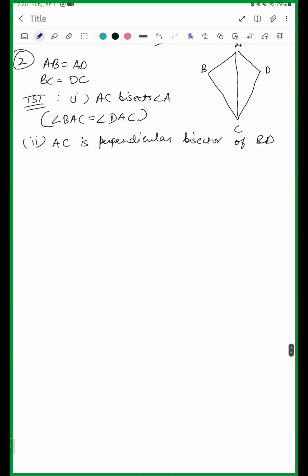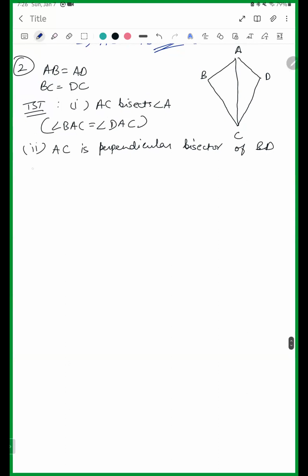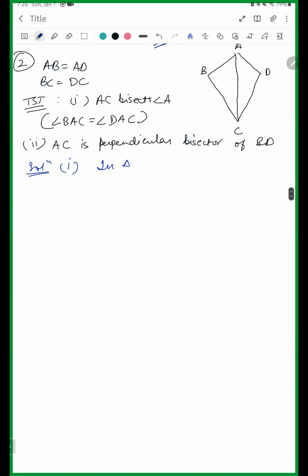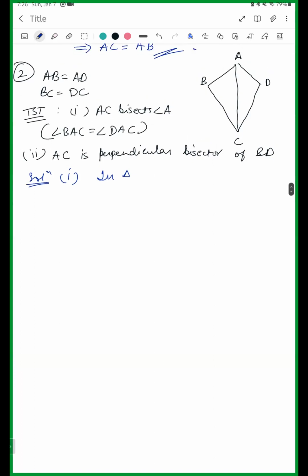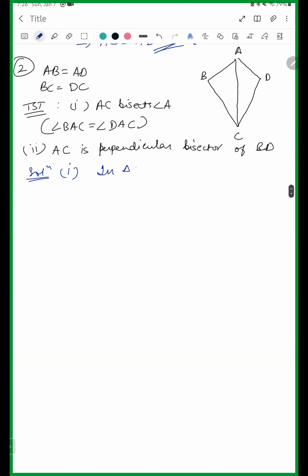If you're typing anything in the chat box, I can't see that because I'm only able to see the whiteboard right now. You'll have to unmute yourself.